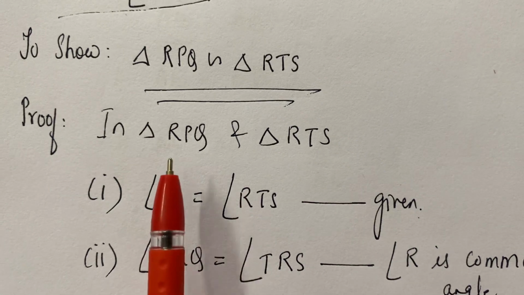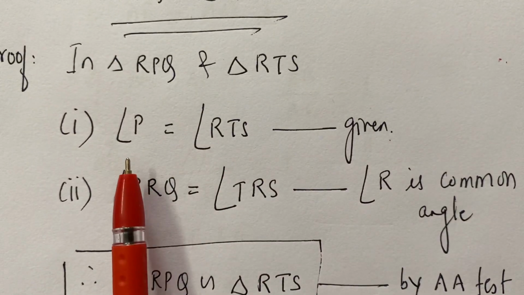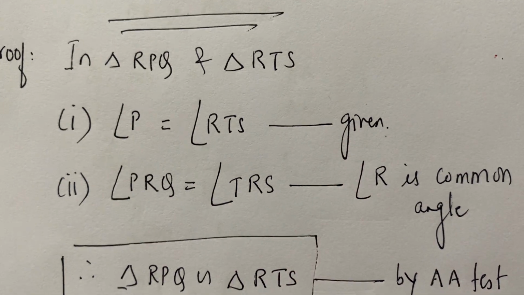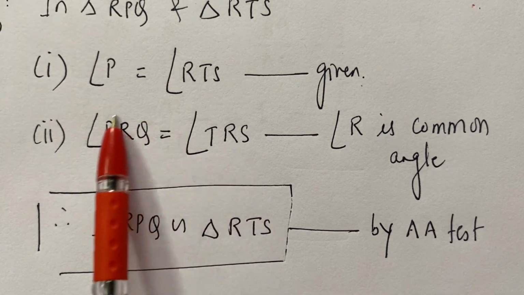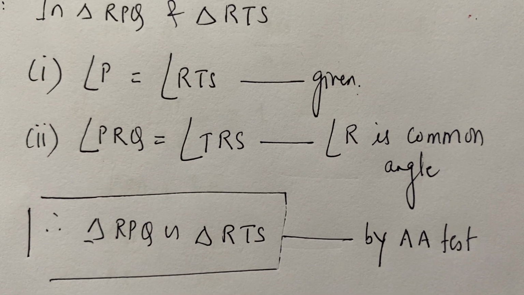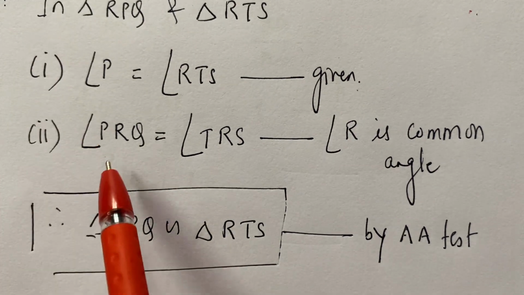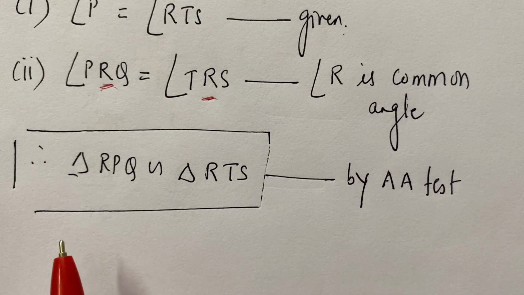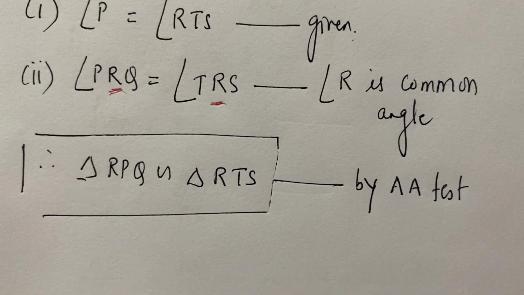So here we have taken triangle RPQ and triangle RTS. The first condition is angle P is equal to angle RTS. This is given to us. Now the second condition that we have is angle PRQ is equal to angle TRS. I have written three letter names. I could have written angle R is equal to angle R as the common angle. Okay. So some of you may not appreciate that. For that reason I have written the three letter name, but angle R is common if you have a look. So the reason is angle R is the common angle. Hence the two triangles are similar by which test? They are similar by AA test.